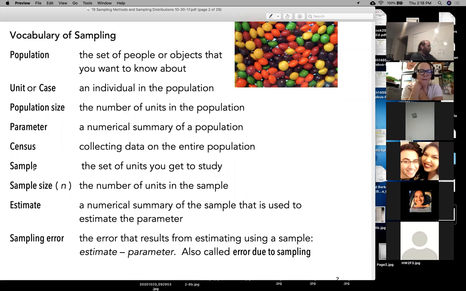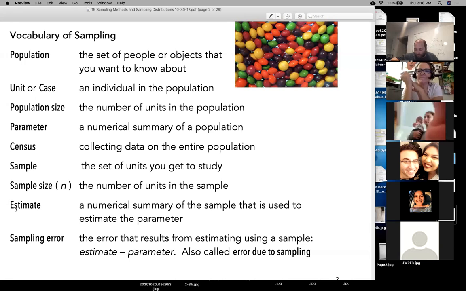Now, when you do a sample, it's going to have a sample size. The sample size is, of course, the number of units in the sample, right? So if I have a sample of, let's say, 1,000 people, that's a pretty large sample, I think. Even if it's estimating the 300 plus million people in America, 1,000 is not too shabby.